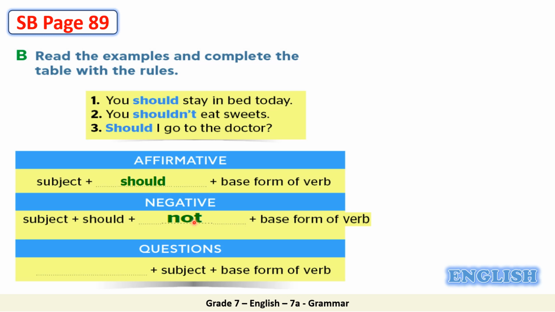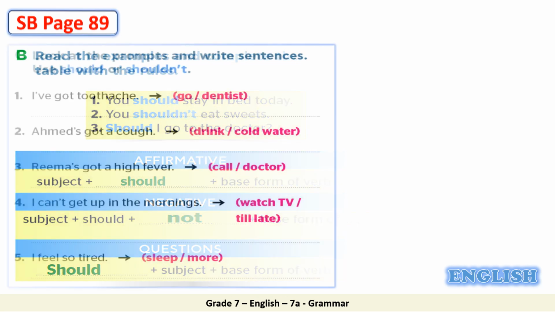You note that in the question form, we use should at the beginning, followed by the subject, and the subject is followed by the base form of the verb. Let's study the third example. 3. Should I go to the doctor? You note that should is used at the beginning of the sentence, followed by the subject, and the subject is followed by the base form of the verb to form a question. Great job, dear students.